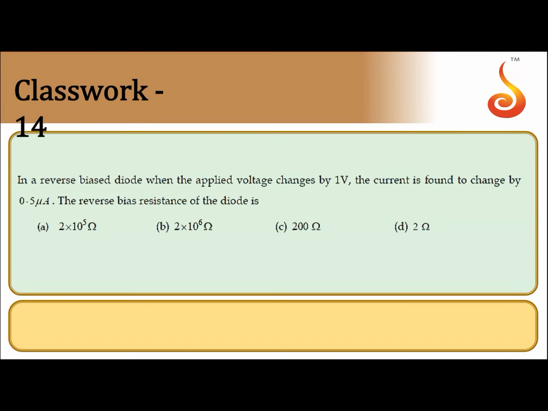In a reverse biased diode, when applied voltage changes by 1 volt, current is found to change by 0.5 microampere. Then reverse bias resistance of diode is. So reverse bias resistance, let it be R, that will be equal to delta V by delta I, change in voltage by change in current. So this is 1 volt divided by 0.5 microampere. So that will give you 2 into 10 to the power 6 ohm. That is 2 mega ohm. That is option B.